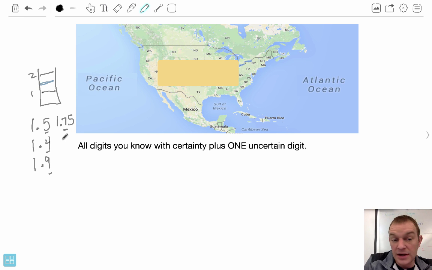1.75 would not be acceptable. Neither would 1.66. The reason why is that the first 6, in the tenth place, is your estimated digit, which means your hundredth place 6 is estimated as well. You can only have one uncertain digit.